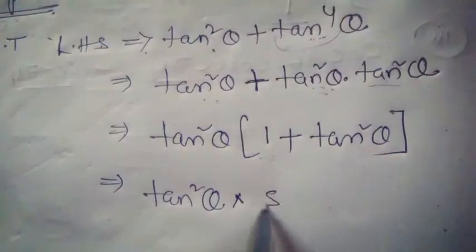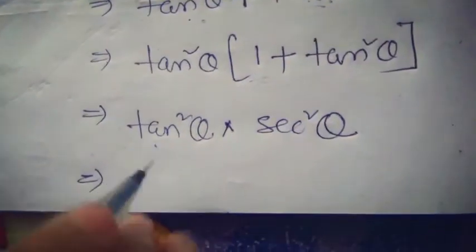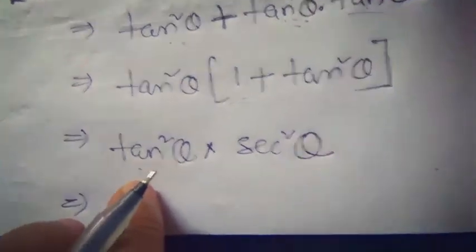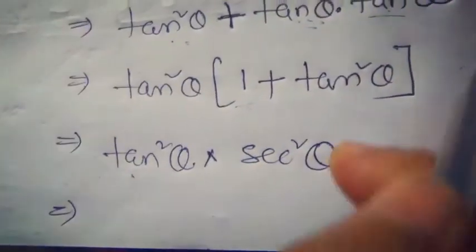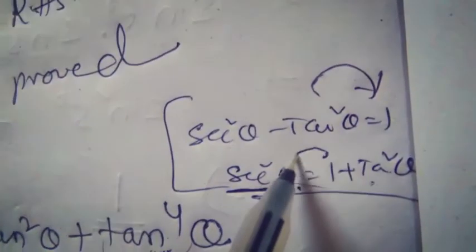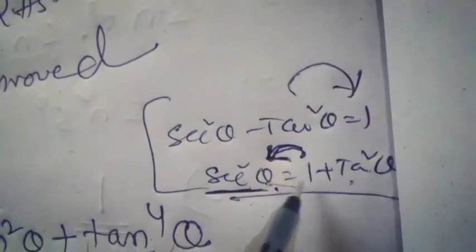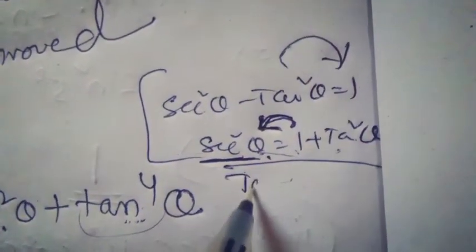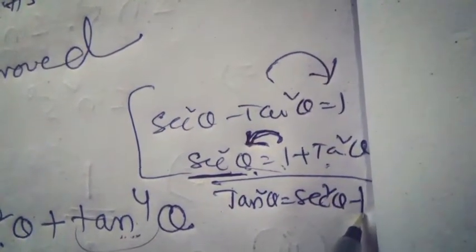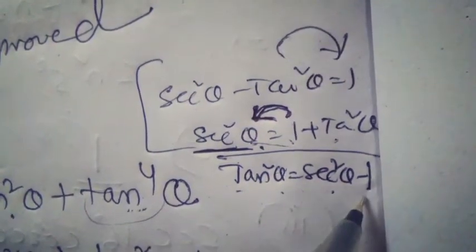So into secant square theta. In place of this we have to change all the equation in secants, no? Hence tan square theta, how to convert this tan square theta? By using this formula, you bring this 1 to this side, then you will get tan square theta is equal to secant square theta minus 1. Okay, so the formula of tan square theta is equal to secant square theta minus 1.